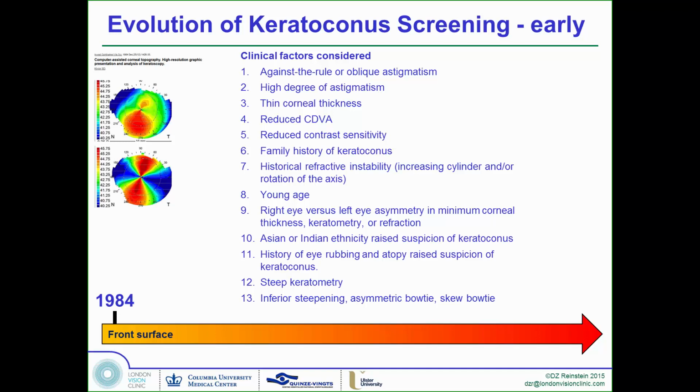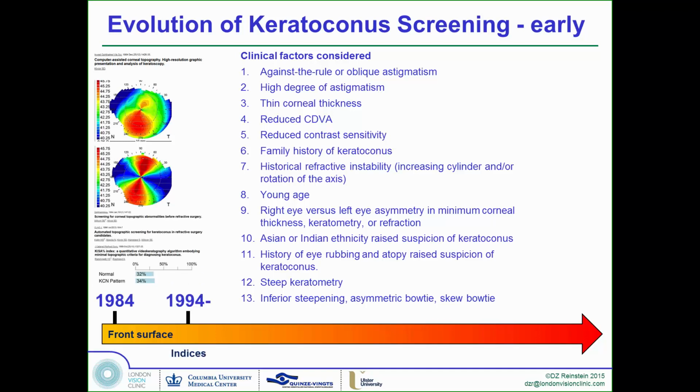In fact, Barraquer, in his 1980 textbook, described that to avoid ectasia, keratomileusis should not be done in corneas that are steeper than 47 diopters. So this was the earliest keratoconus screening parameter, it seems. That would have been during the 40s and 50s. And lastly, of course, inferior steepening and asymmetric bow ties, skewed bow tie patterns from topography, which came in as topography became computerized.